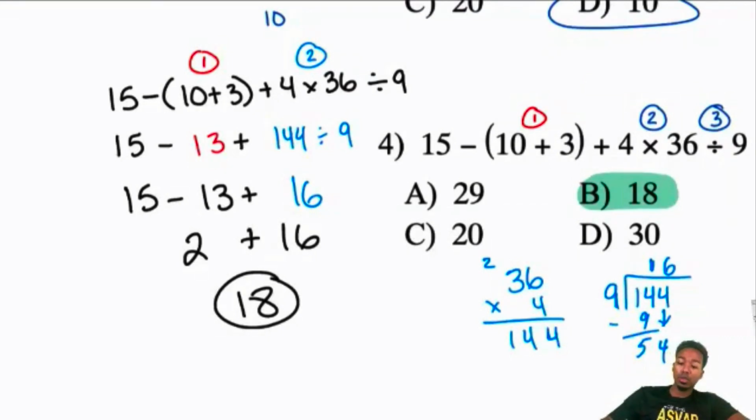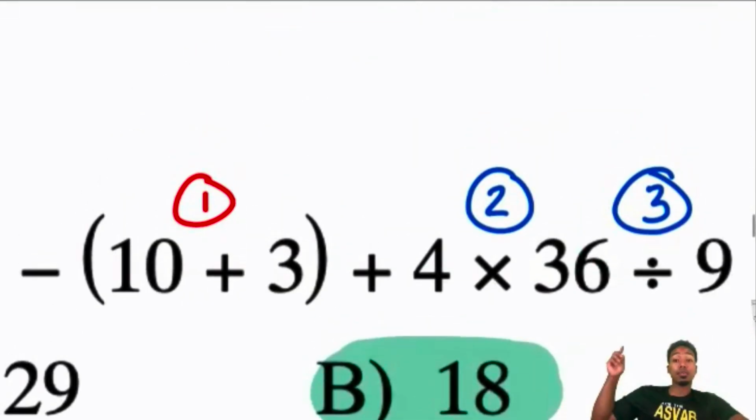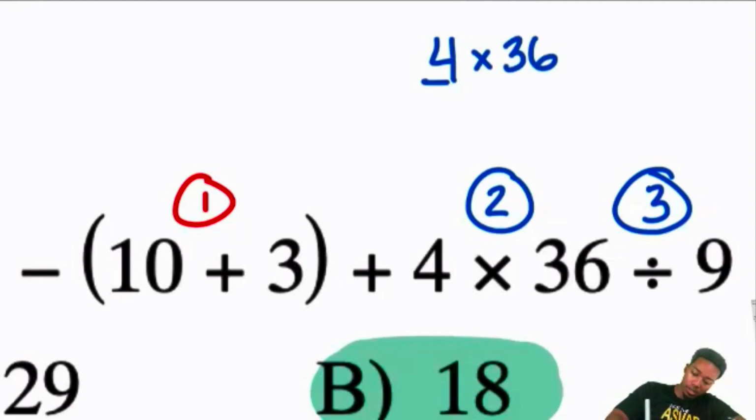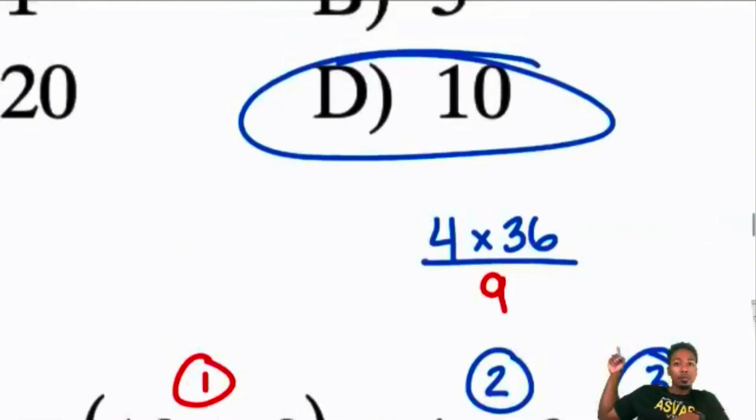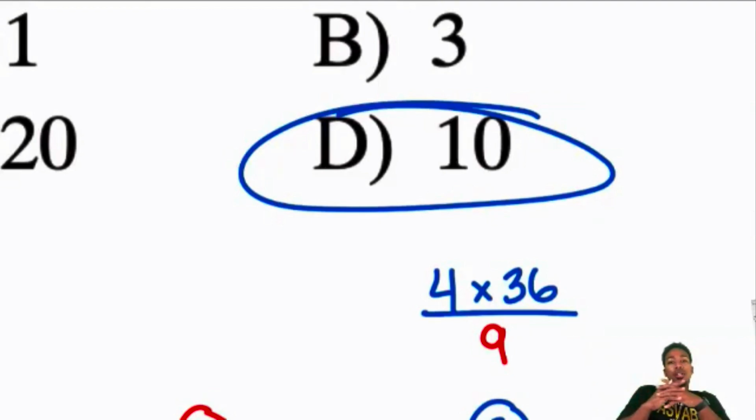So everybody, all I'm going to do is this. When it comes to the 4 times the 36 divided by 9, right over here, this is the same thing as reading this: 4 times 36 all over 9. That's how I read that. I'll read 4 times 36 all over 9. Everybody, what do we know that we can do right up here? What do we know that we can do if we have a numerator and a denominator? What's that S word that we can do? We can simplify. That's right.